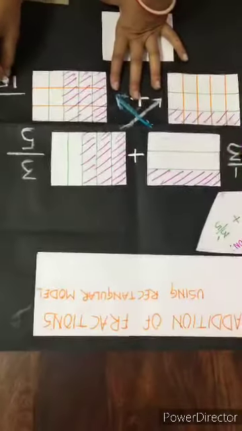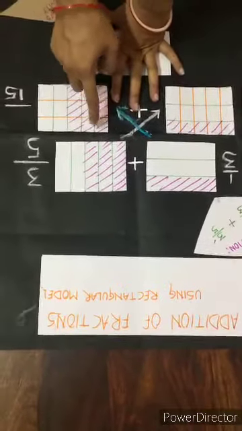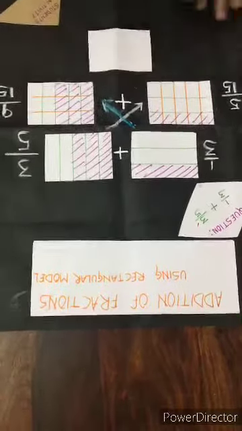Okay. Now let me write the fraction. The total part is 15. And how many parts are shaded? I think 9 parts. 1, 2, 3. So total 9 parts are shaded. Now it's time to add both of them.